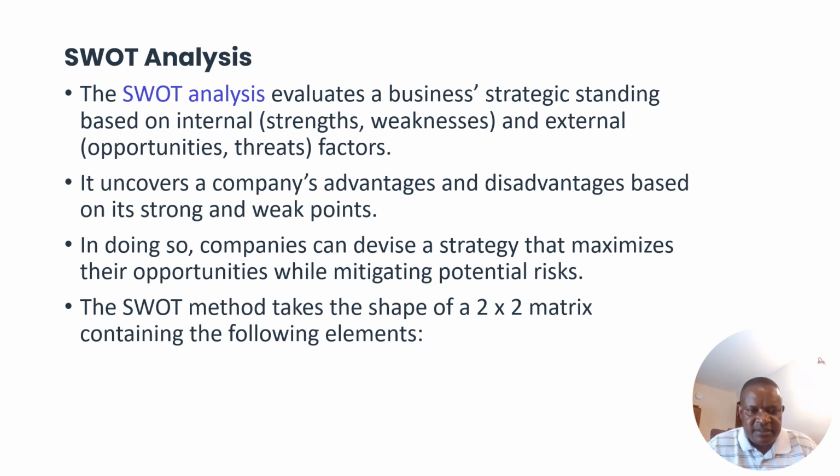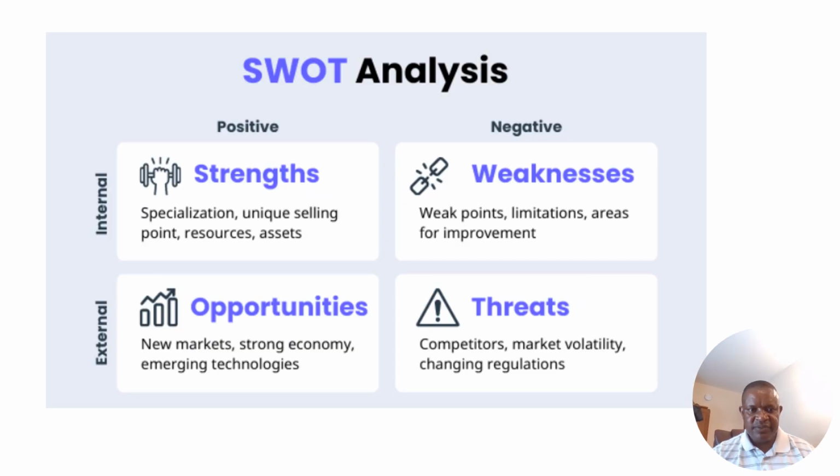The SWOT analysis method takes the shape of a 2x2 matrix containing the following elements. I also remember we touched on this a little bit when we were doing lesson 7. A SWOT analysis looks like this, a matrix: strengths, weaknesses, opportunities, threats. Weaknesses and threats are negative, and opportunities and strengths are positives.